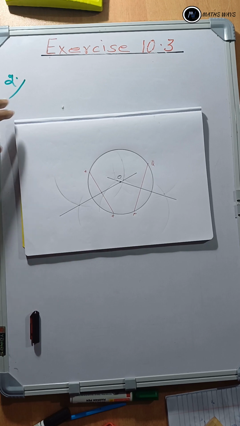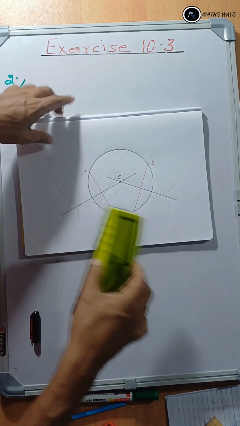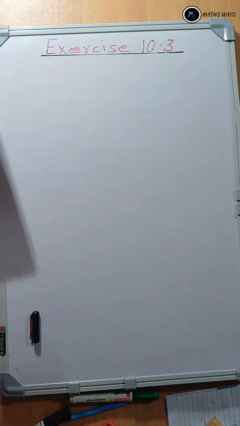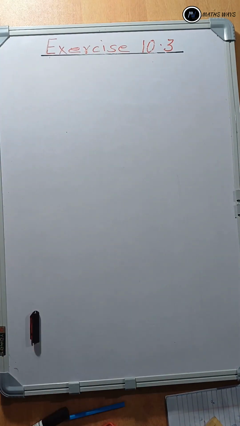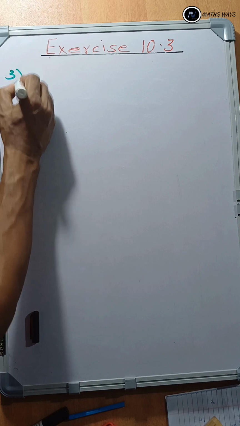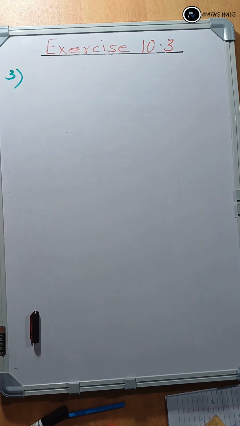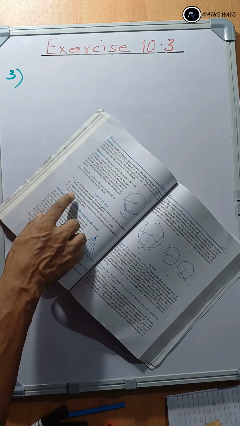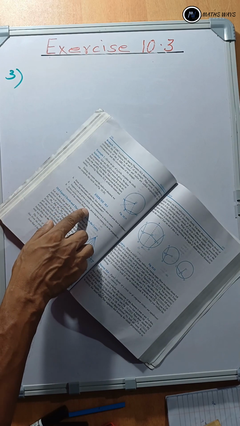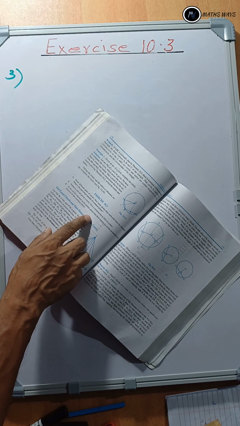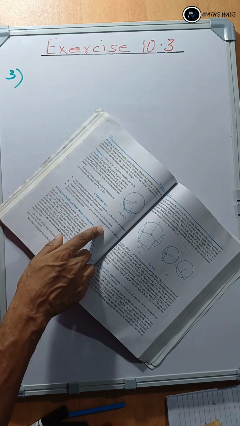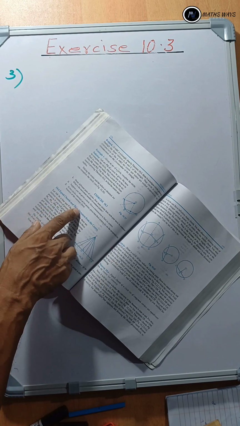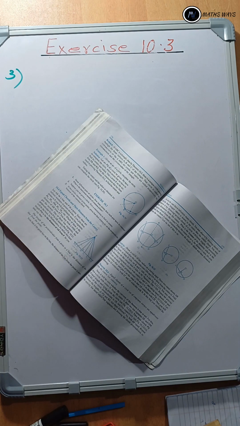Next we are going to question number 3. Question number 3. Here what is given? Look here, question number 3. If two circles intersect at 2 points, prove that their centers lie on the perpendicular bisector of the common chord.